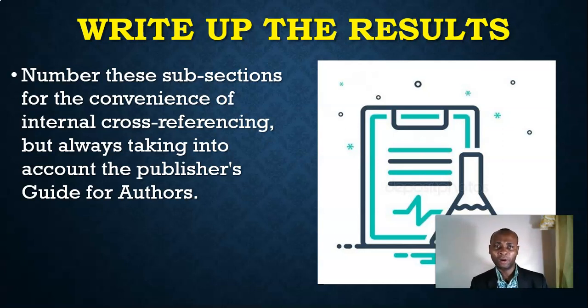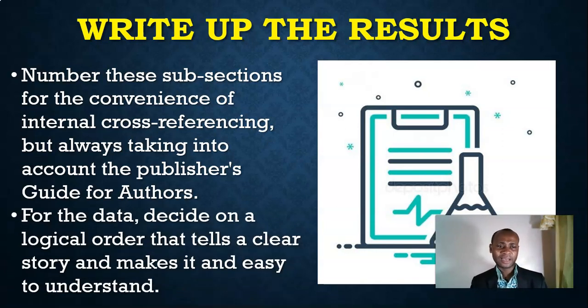This is not true for all journals. There are some journals that don't need subheadings. There are some other journals that need subheadings. So you need to include subheadings if needed, because this is needed for internal cross referencing. Okay, and then you should also, like I said, take into account the journal guideline. So for the data, decide on a logical order that tells a clear story and makes it easy to understand. So you don't mix the data up.